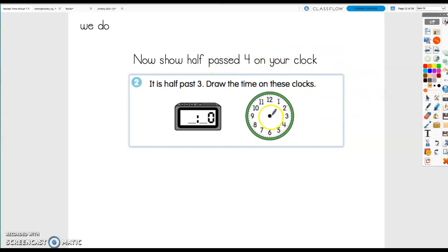Now show 4:30 on your clock. So go ahead and move your clocks. If you need to pause the video, please do, and do 4:30. It says 3:30, but we're going to do 4:30. So the hour hand should be in between the 4 and the 5. So the shorter hand is in between the 4 and the 5. And then the minute hand should be directly at the 6. So that is 4:30.